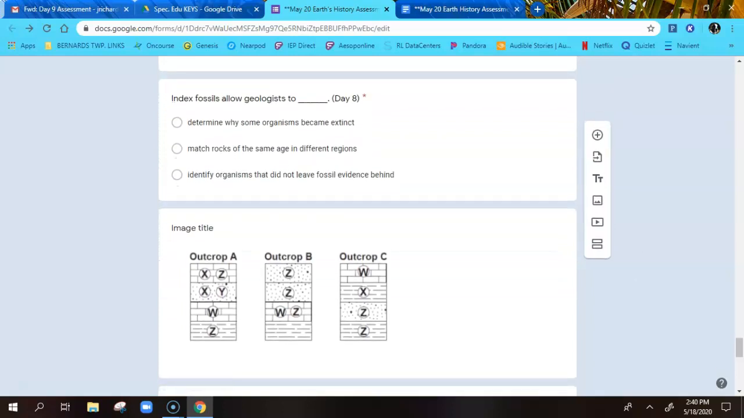Next question. Index fossils allow geologists to do what? These are from your day 8 notes. Is it A, determine why some organisms become extinct, B, match rocks of the same age in different regions, or C, identify organisms that did not leave fossil evidence behind?